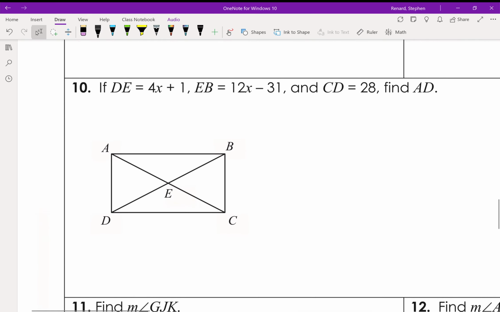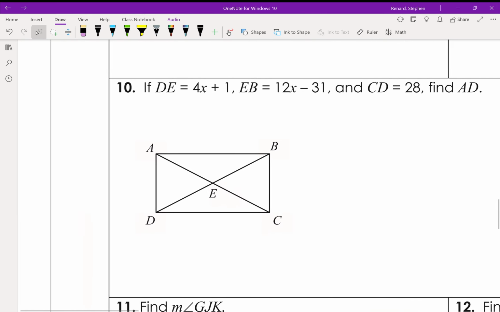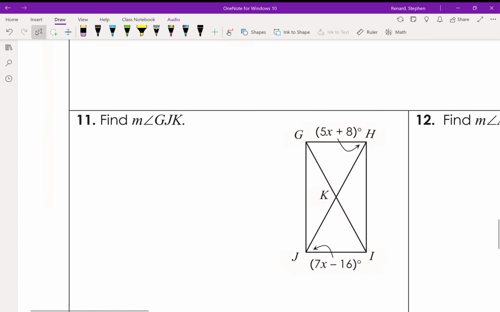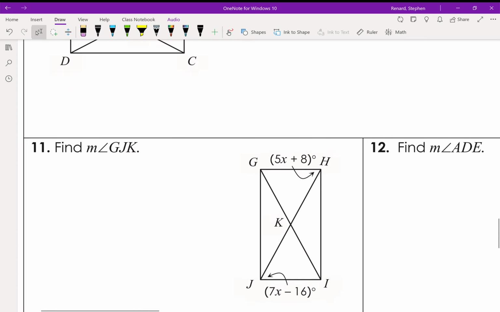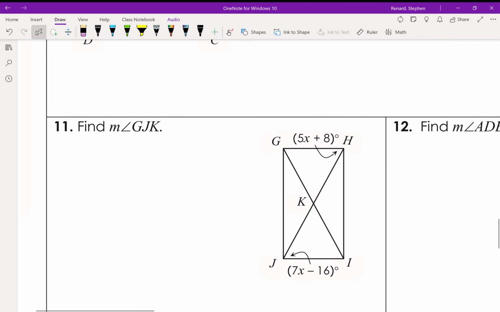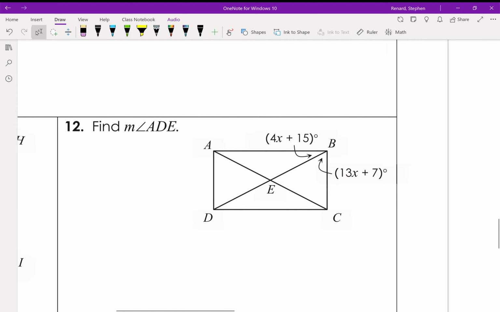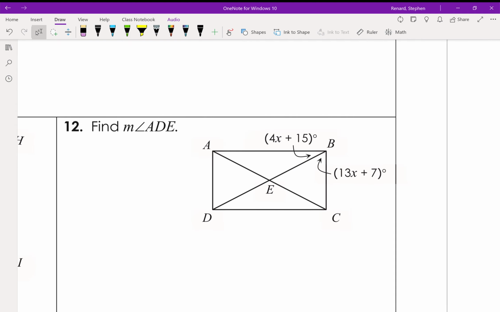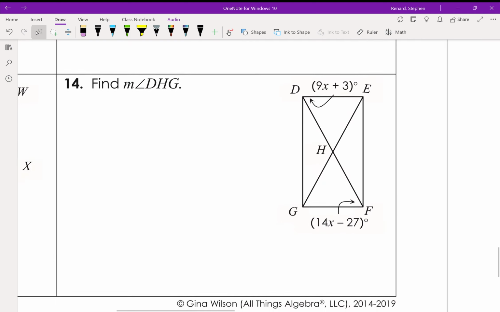Basically what you're going to do is use the properties of these in order. On number 11, those are alternate interior angles, so those are going to be congruent. Here, those are supplementary, so you'd add those two together to get 90.